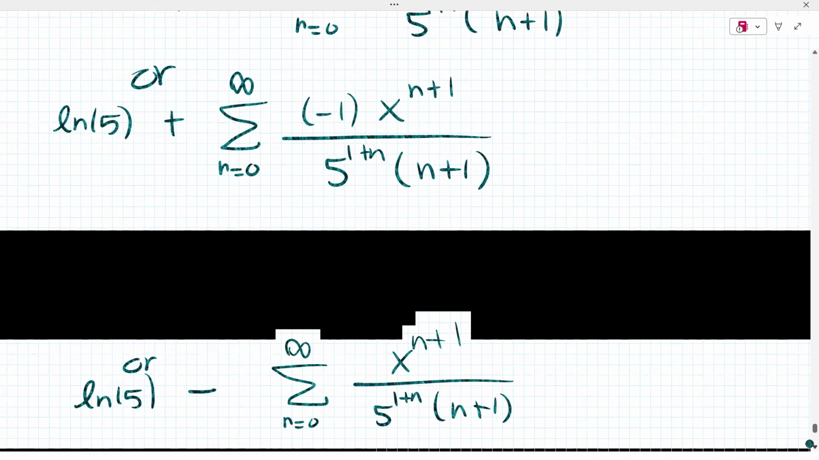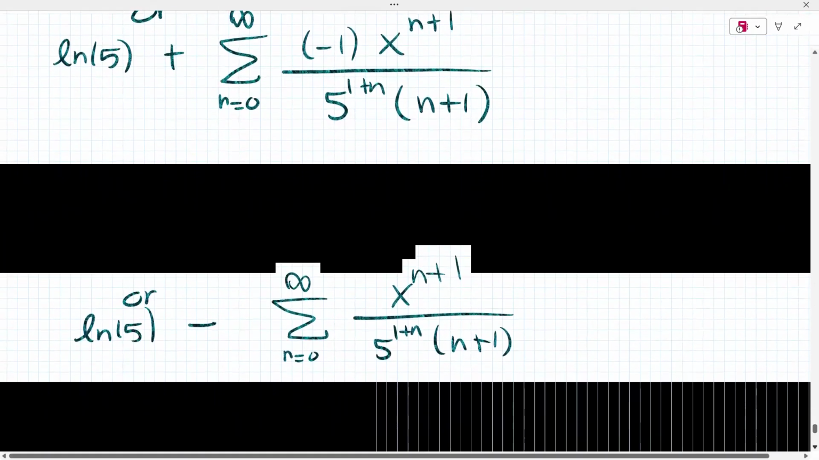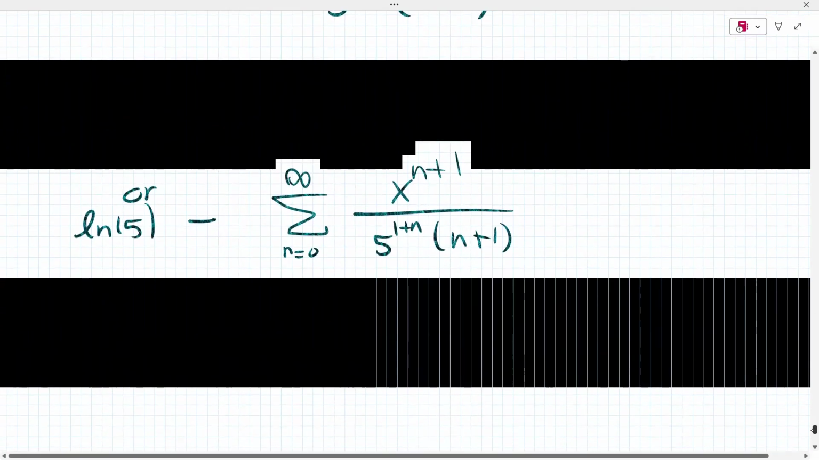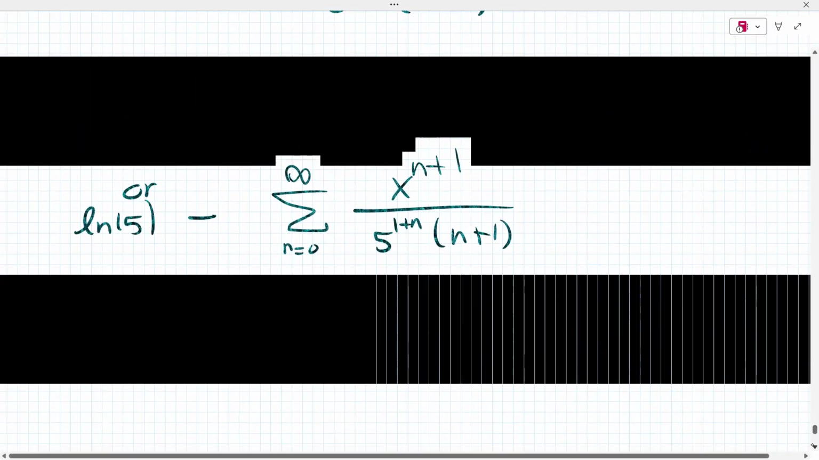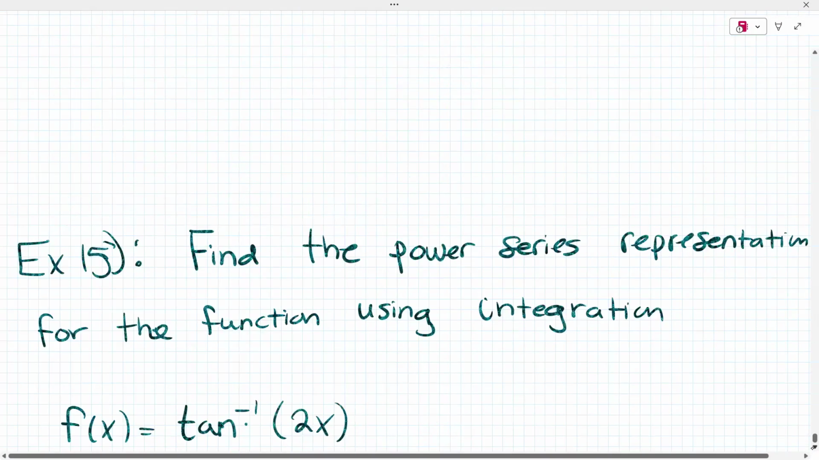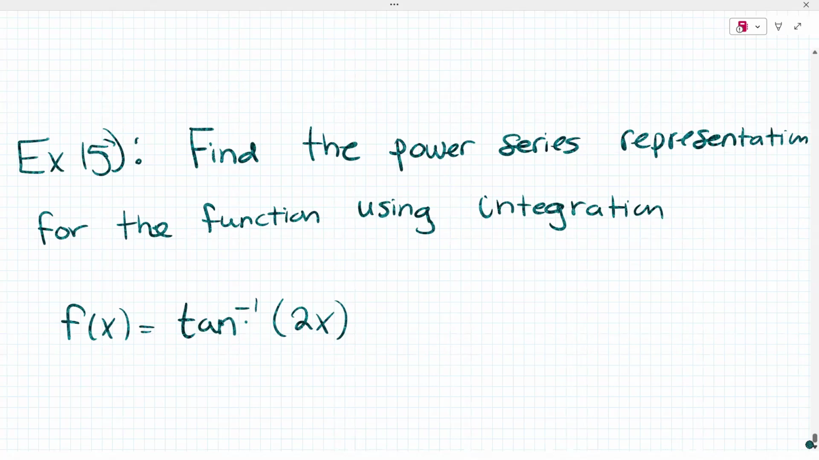Okay, let's do one last example and then that'll be it for this video. Example 15. Find the power series representation for the function using integration. We have f of x equals tan inverse of 2x.